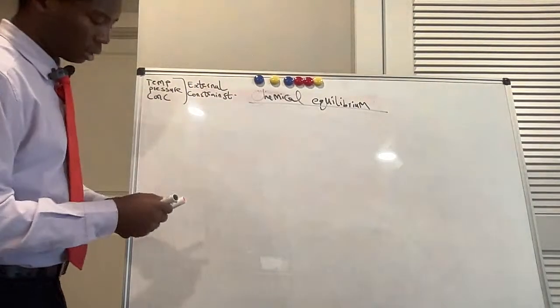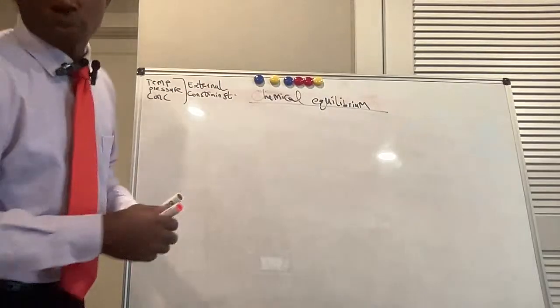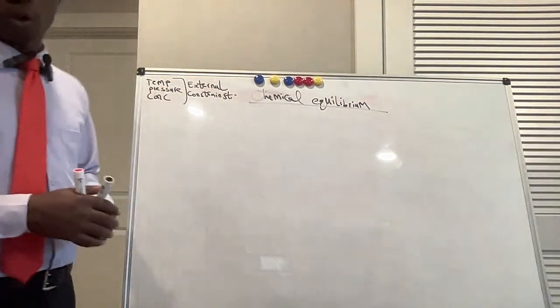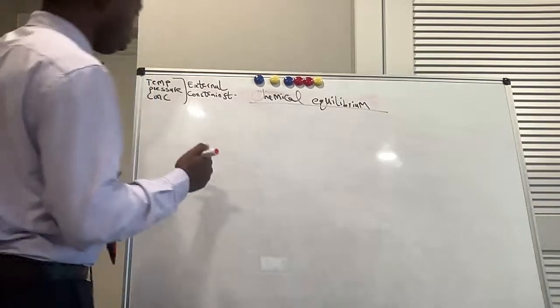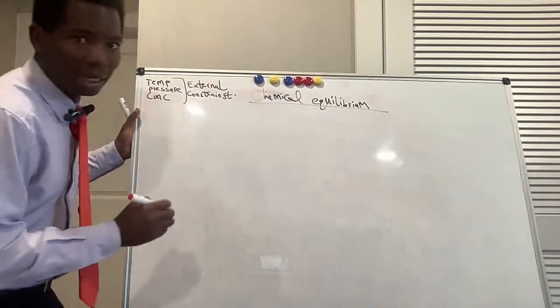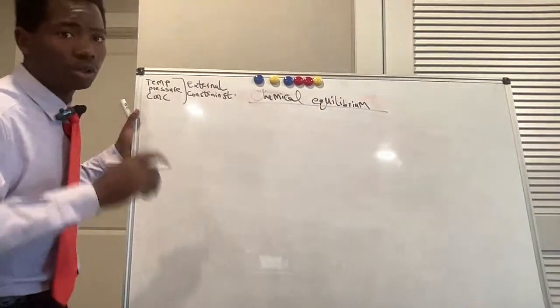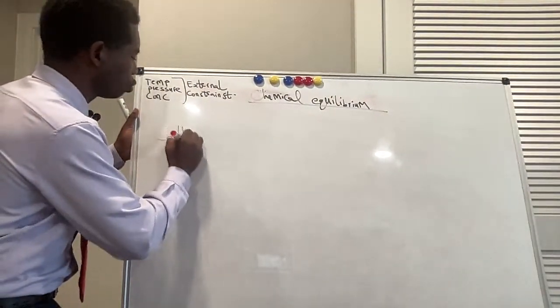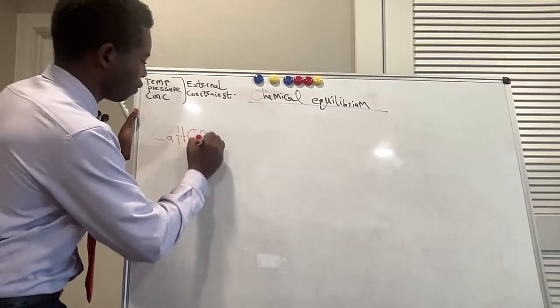Now, let's look at what happens when a system is at equilibrium. We are going to look at change in concentration. Let's take an example of calcium hydrogen carbonate.